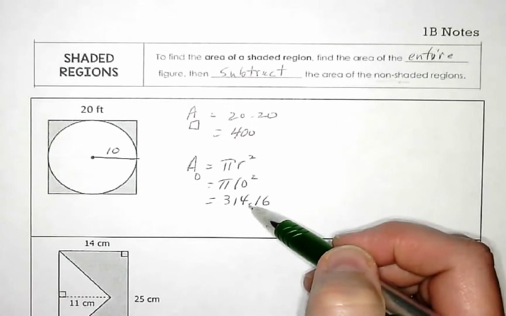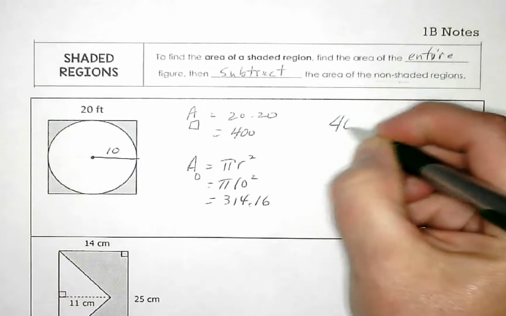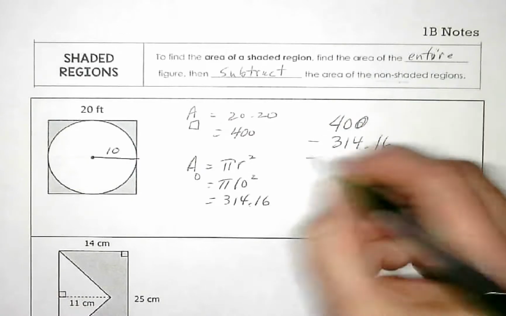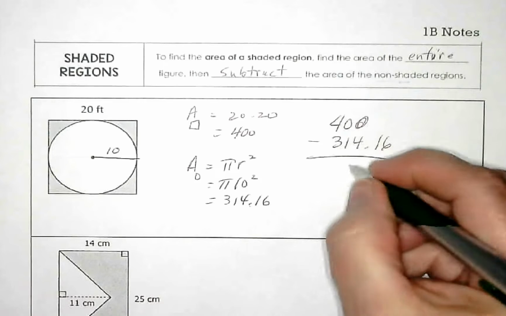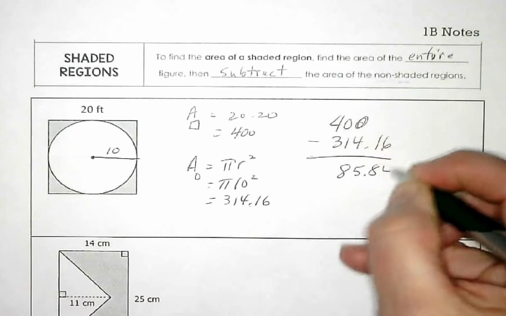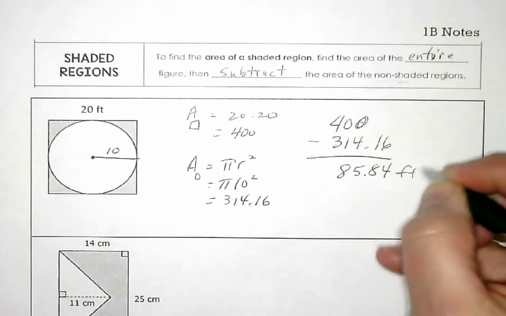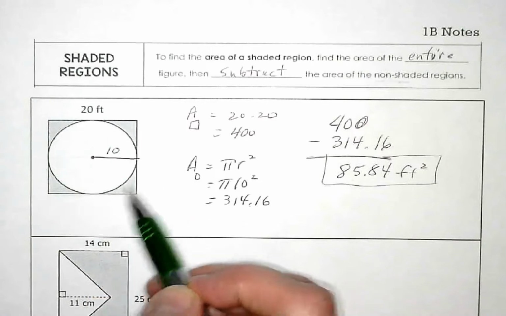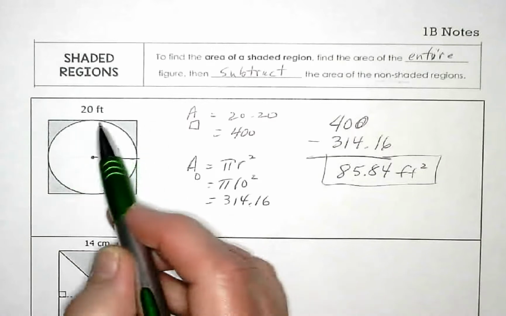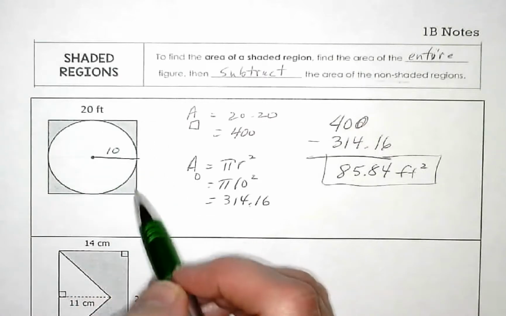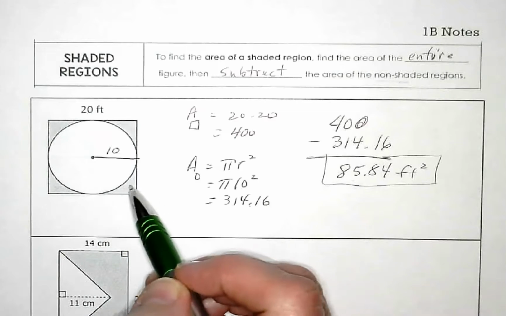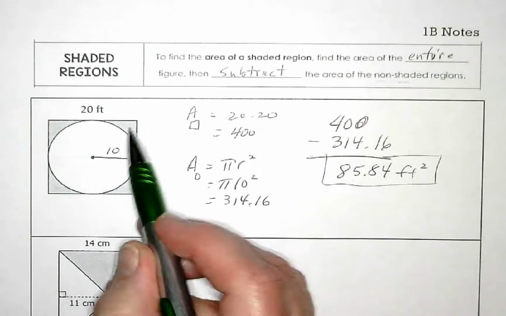This is the area of the whole thing. This is the area of the circle that I don't want. So I'm going to subtract them to get 85.84 square feet. That would be the area of these shaded portions here. Obviously, we don't have any formula for straight lines here and a curve here. There's no specific formula for that, so this is just one way that we could find the total of all those shaded parts.